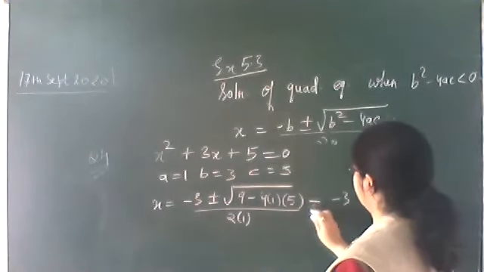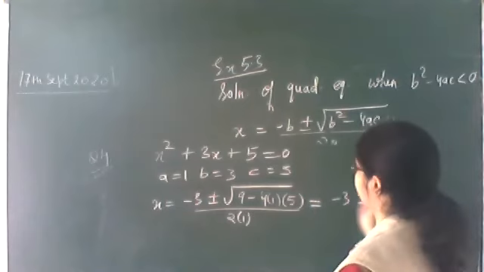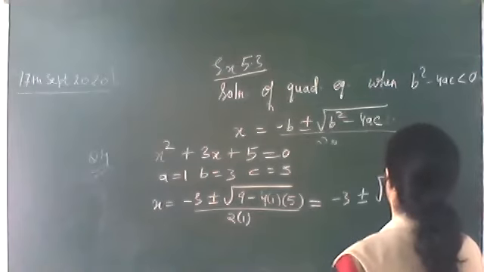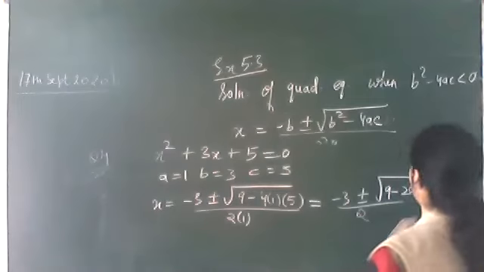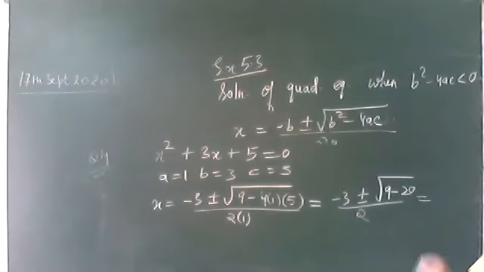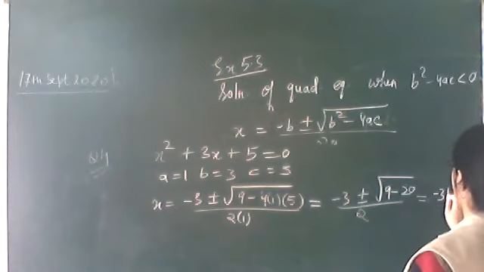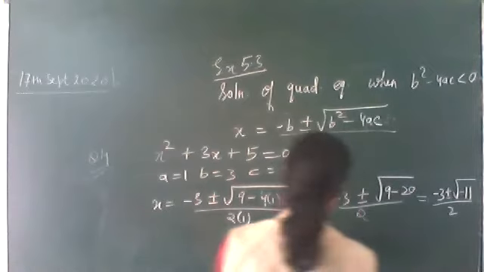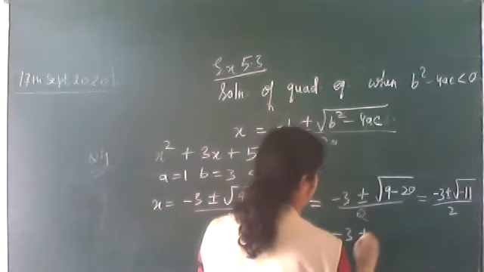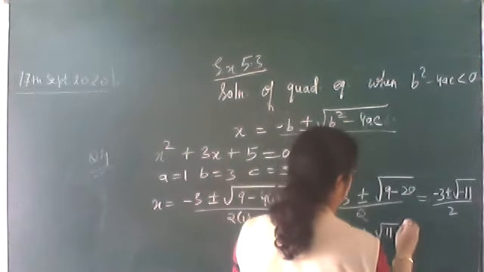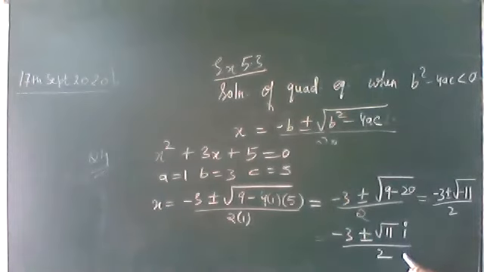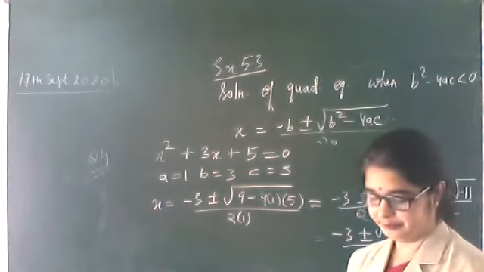Minus 3 as it is. Then plus minus root of 9 minus 4 fives are 20 upon 2. What is 9 minus 20? Minus 3 plus minus root of 9 minus 20, anyone? Minus 11 upon 2. So it can be written as minus 3 plus minus root of 11 iota upon 2. Clear? Done?